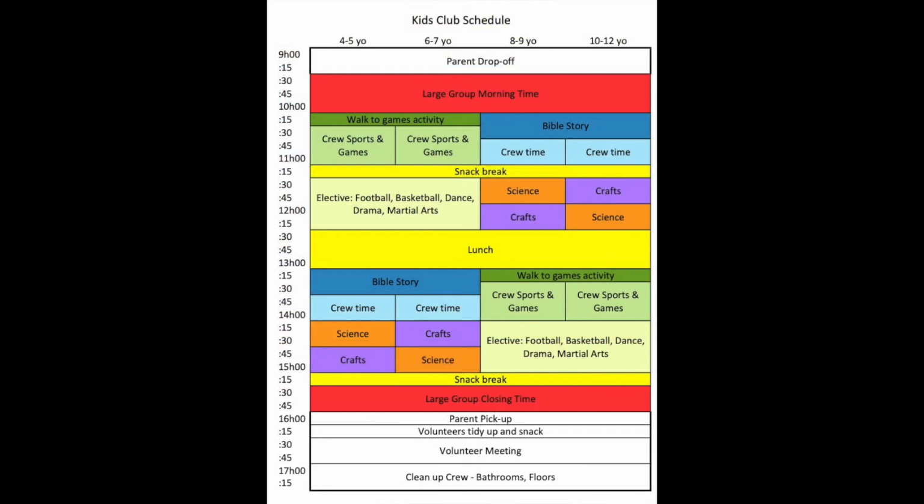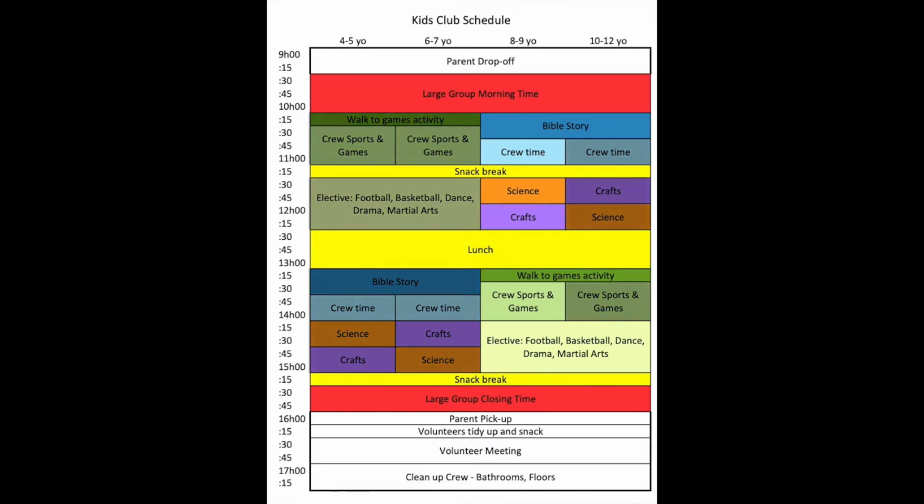Now, just to highlight the difference between the older and the younger groups, let's take a look at the 8 and 9-year-old crew's daily schedule. You'll see that they start in the large group time as well, and following that, they'll stay in that room to hear the day's Bible story along with the oldest group. Then they will break up into their crew time, followed by the snack break, and they will have their science and their crafts rotations. After that, we'll all meet for lunch.